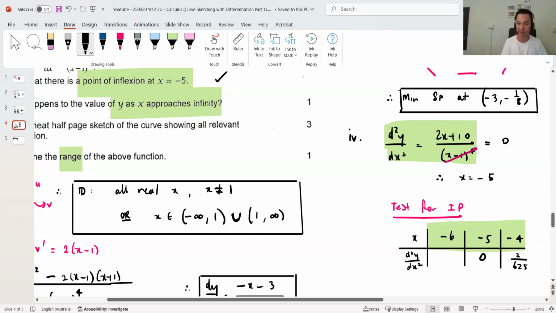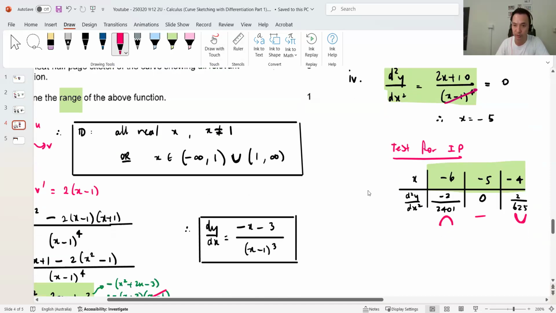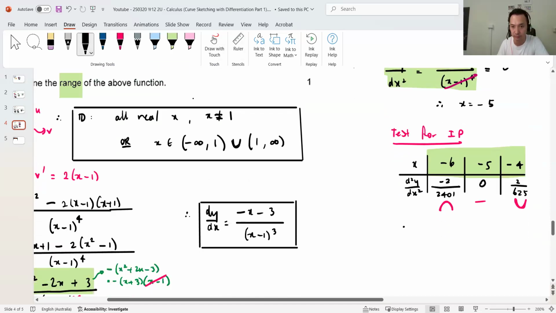So that's positive. I'm hoping the other side's negative. So when I sub in -6, I get -2 on top. Definitely negative. On the bottom, not that it matters, -6 minus 1, power of 4, 2401. So it was a sad face and then becomes a happy face, right? In the middle. Mood swing, so therefore inflection point at -5. Oh, actually they only want x equals -5.